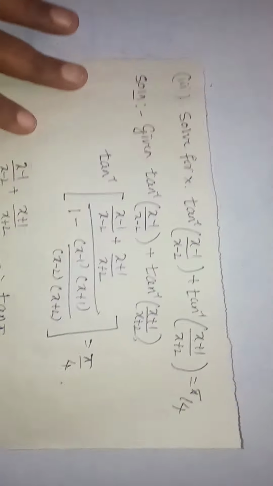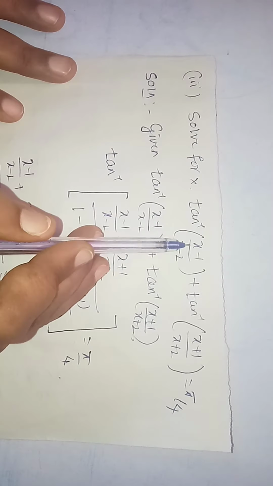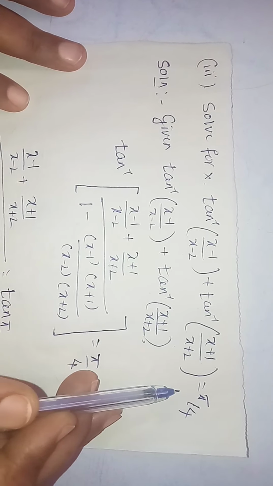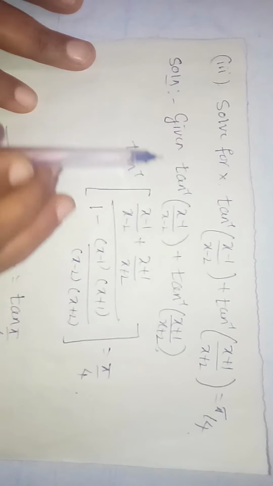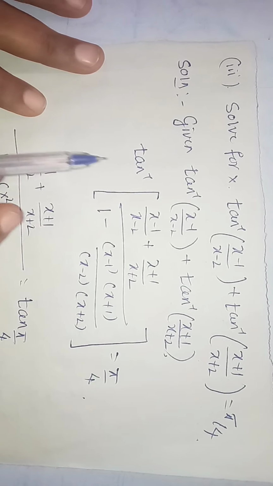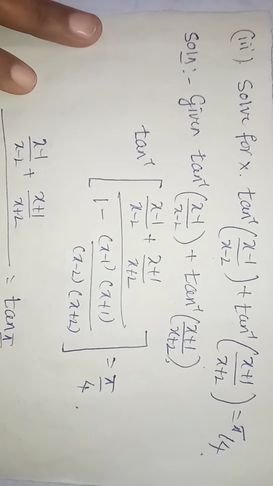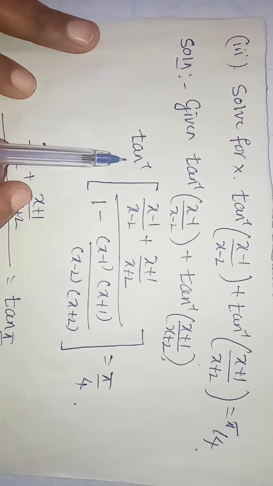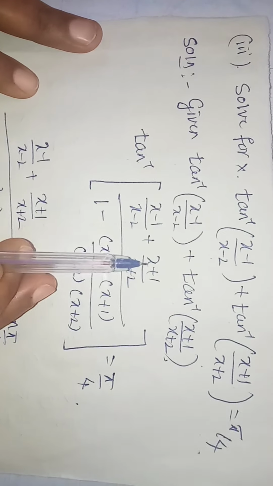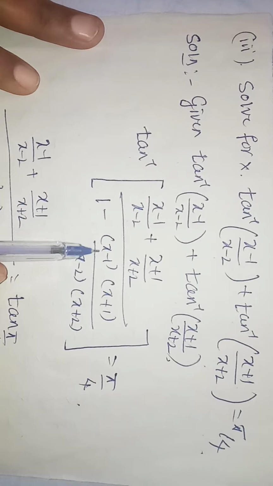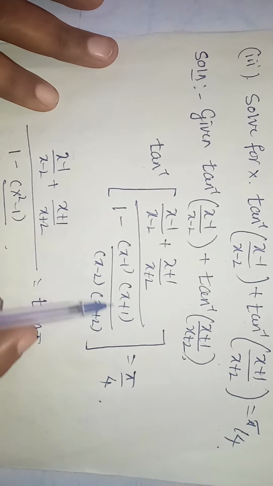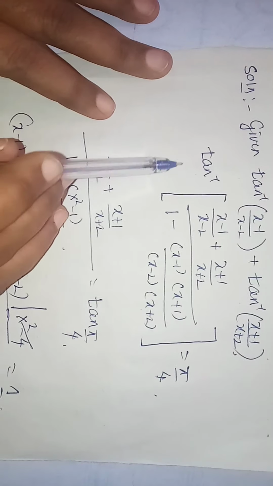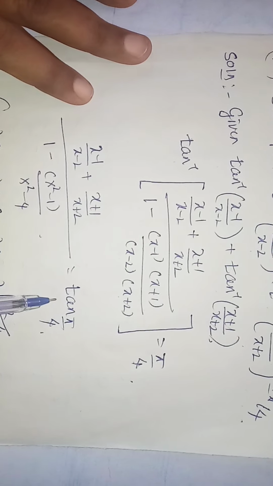Next example. Solve for x. Tan inverse of (x minus 1) by (x minus 2) plus tan inverse of (x plus 1) by (x plus 2) is pi by 4. Okay. We have to use the formula again: tan inverse of x plus tan inverse of y is tan inverse of (x plus y) divided by (1 minus xy). The same, that is tan inverse of [(x minus 1) by (x minus 2) plus (x plus 1) by (x plus 2)] divided by [1 minus (x minus 1)(x plus 1) by (x minus 2)(x plus 2)] is pi by 4. By definition of inverse function, the inverse goes to the right hand side, we'll get tan pi by 4.